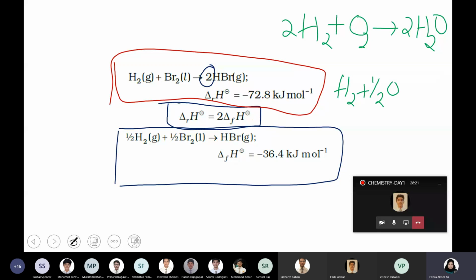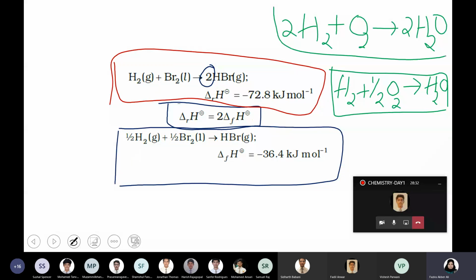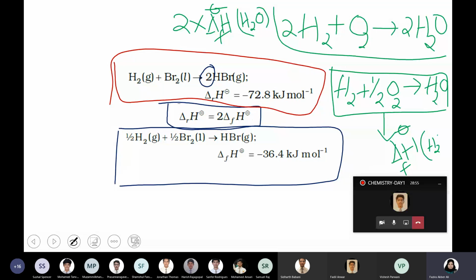half O2 giving H2O. So if you multiply the enthalpy of formation equation with 2, you will get the above equation. So that means this is the enthalpy of reaction, and this will be equal to 2 times the enthalpy of formation of H2O. Usually to specify the compound, we write that compound in brackets. That means it is the enthalpy of formation of H2O.